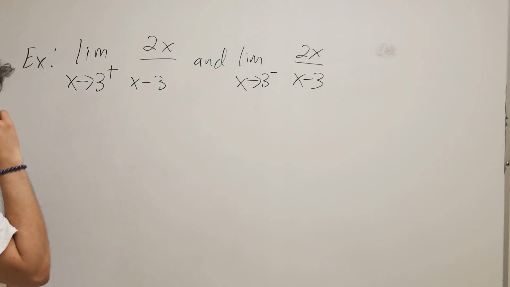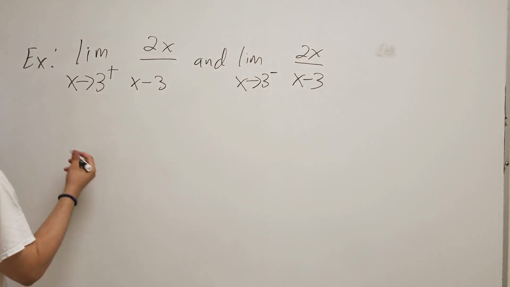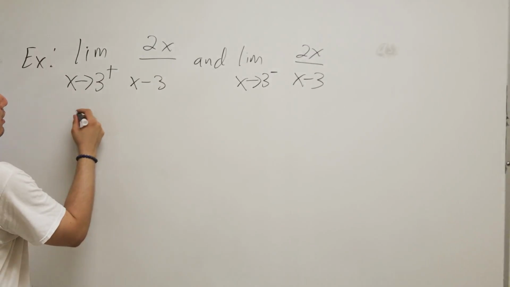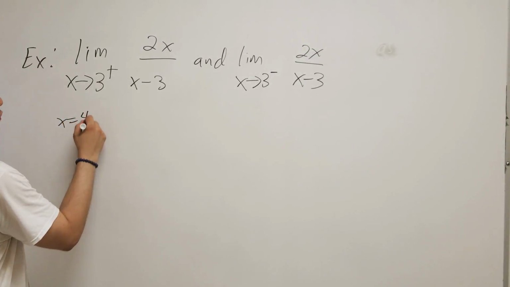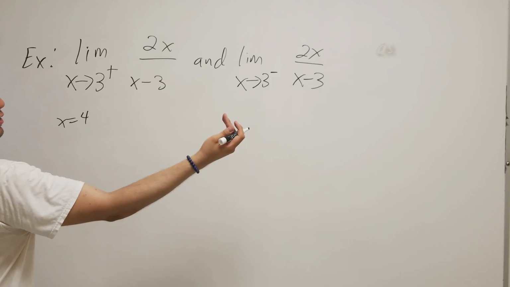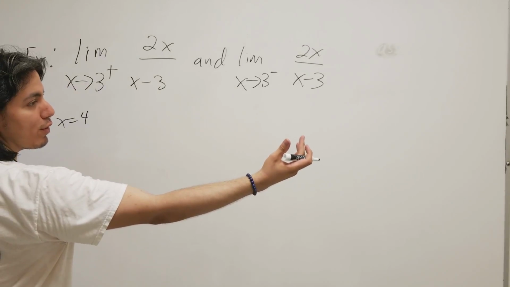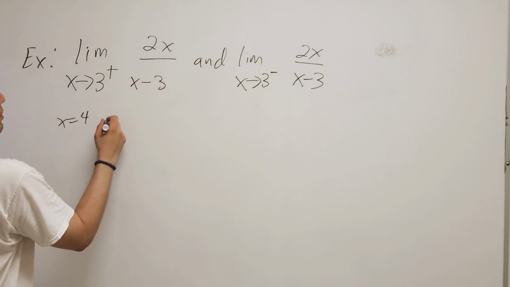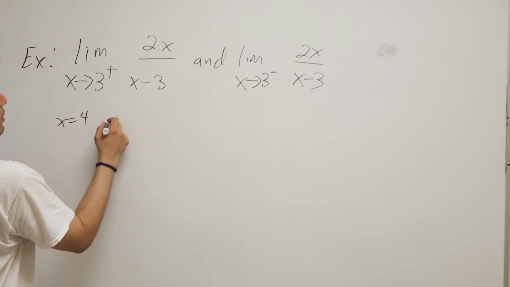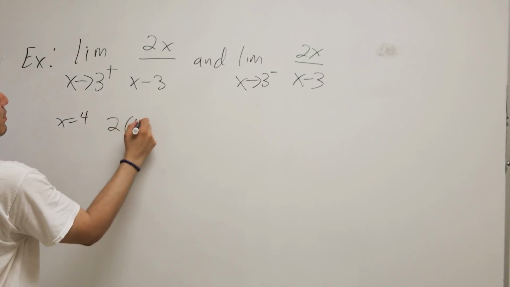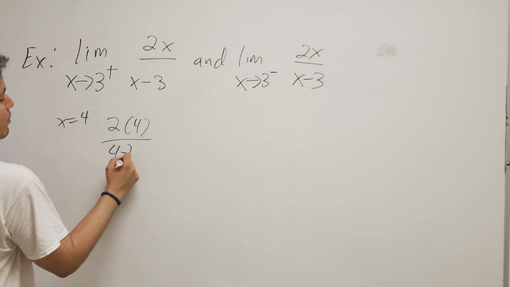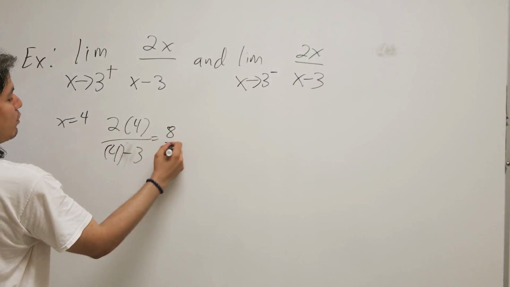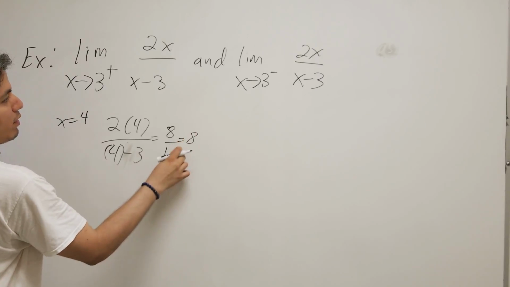So we're really going to take estimates. Let's just take one estimate on each side real quick. Let's say x is 4, because technically from the right of 3, you're in the positive zone of the real line. So if I take x is 4, this would be 2 times 4 over 4 minus 3, this becomes 8 over 1, which is the value.